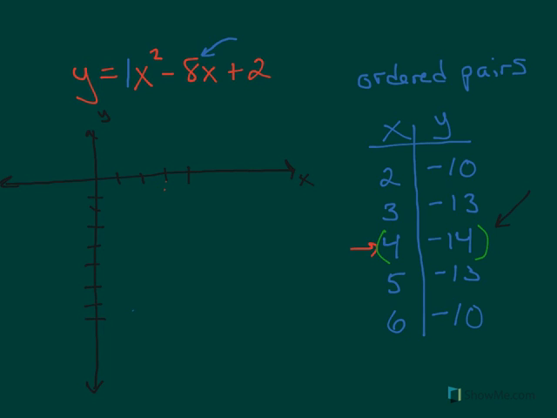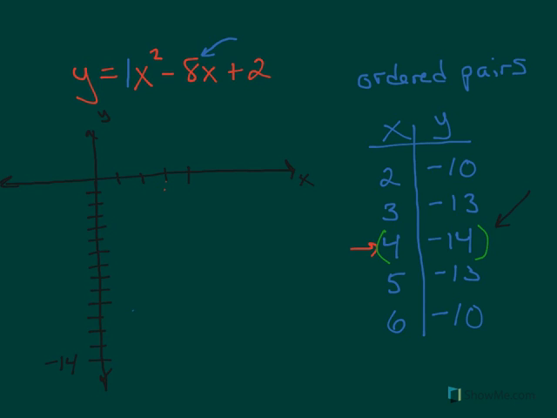Let's fix this. Alright, let's try that again and see if we can keep this on the page. So we'll go 1, 2, 3, 4, 5, 6, 7, 8, 9, 10, 11, 12, 13, 14. So there's negative 14 on the y-axis.